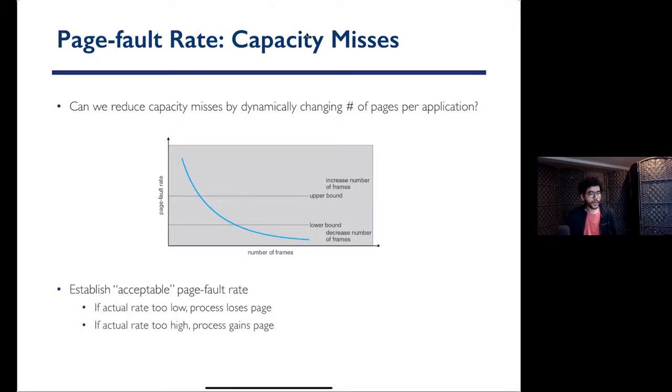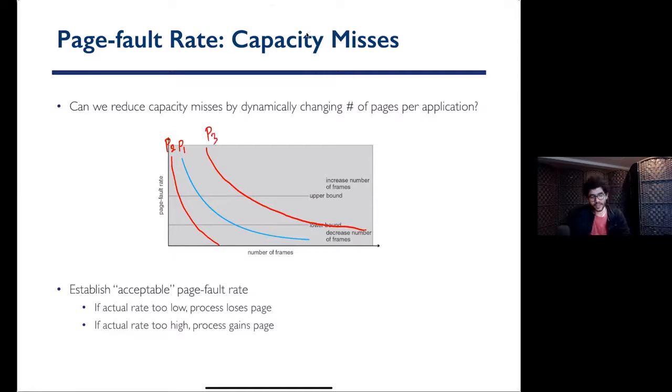Now, when you're thinking about memory allocation, you might actually have an upper bound and a lower bound on the acceptable or desirable page fault rate. Now, if you actually have this curve, let's say for process 1, this is the curve. For another process, maybe the curve is like this. So this is for process 2. And then maybe for process 3, the curve is like this.